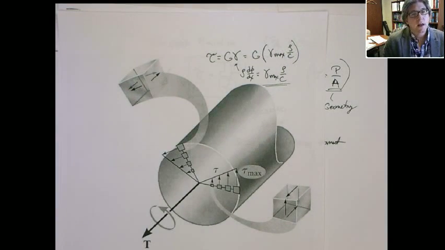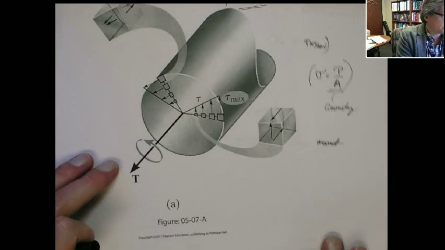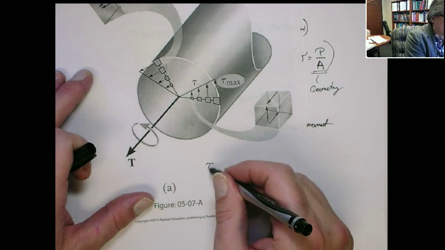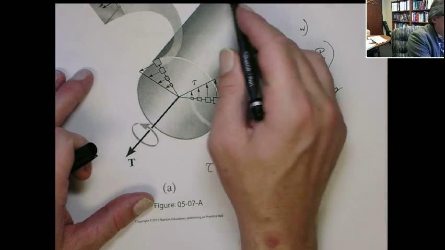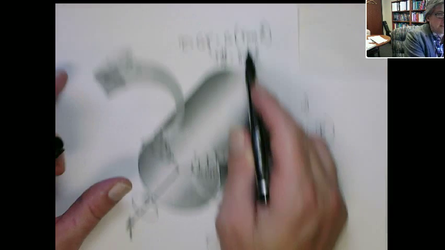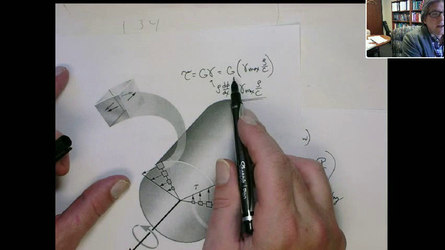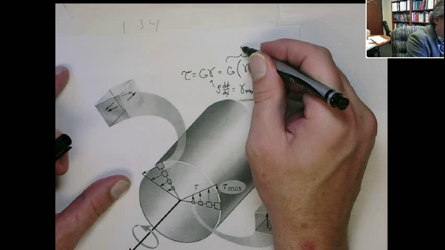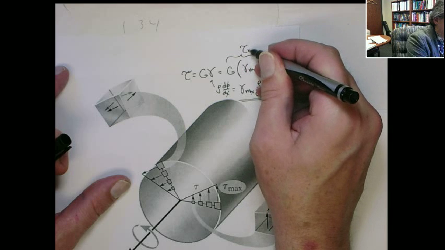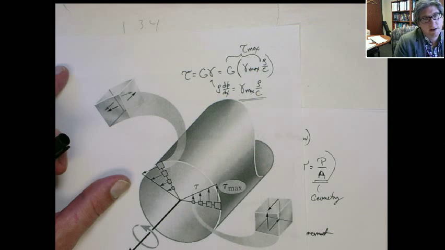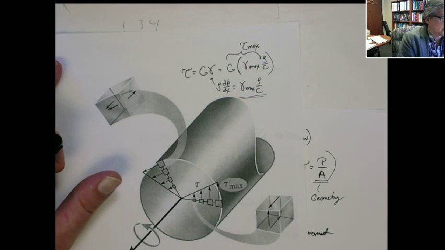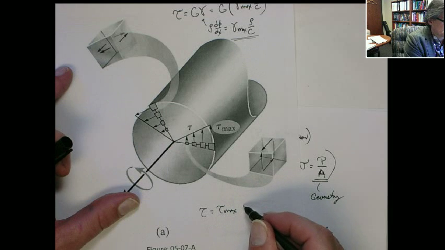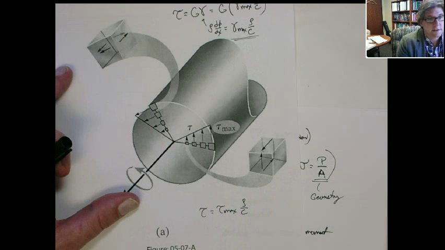Now, if that's the case, I can just do a little more. Well, if you like algebra, let's just work on the algebra a little bit more. So now, tau equals G times the maximum shear strain. That is actually going to be the maximum shear stress, tau max, right? And again, that happens at the outer radius. So this is just going to be tau max times rho over c, all right?